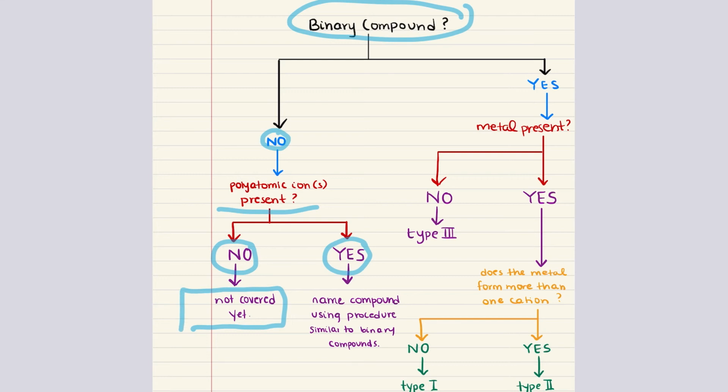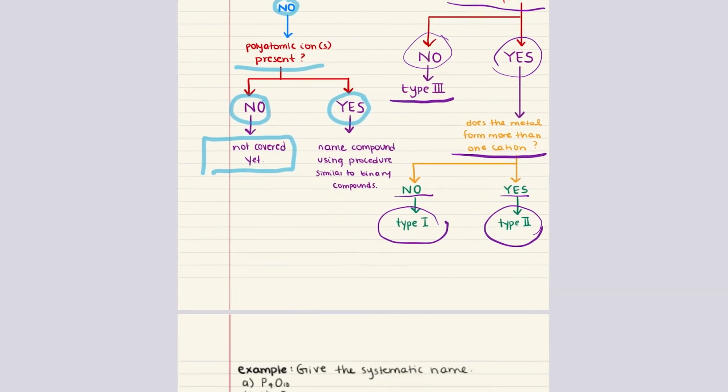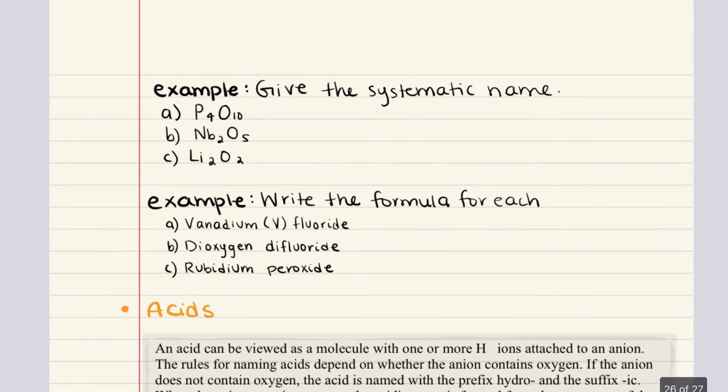Now, if your answer to the first question, is this a binary compound, is yes, then you have to follow up. Is there a metal present? If the answer is no, there's no metal present in our binary compound, then you want to follow the rules for binary compounds type 3. This is for binary covalent compounds. If the answer is yes, a metal is present, you have another question to answer. Does the metal form more than one cation? If the answer is no, follow your rules for type 1. And if the answer is yes, follow your rules for type 2. With that, let's go ahead and tackle a couple of mixed example problems.